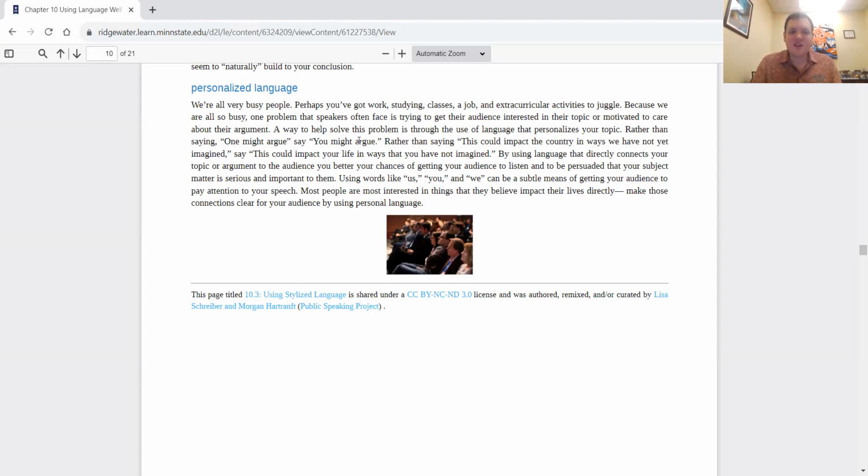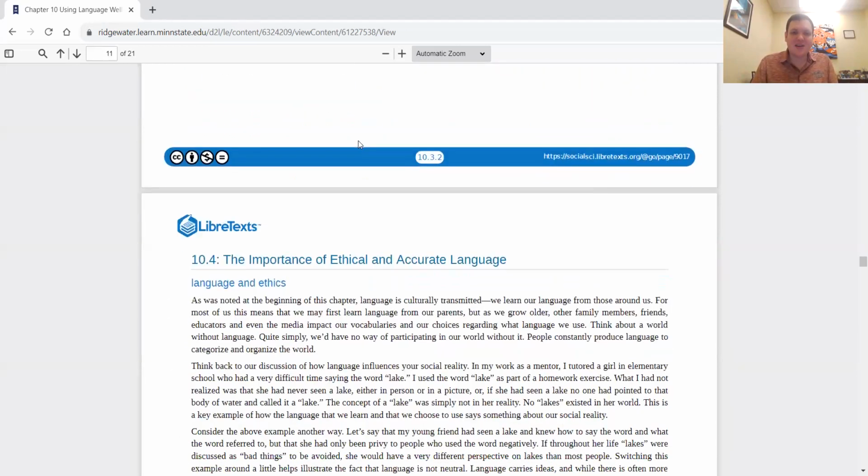It says use words like us, you, we. It can get your audience to pay attention and says, hey, we're in this together. We're here to make some change, right? You can make a difference instead of one can make a difference. And so this could impact the country in ways we have not yet imagined. This can impact your life in ways that you have not yet imagined. So again, it's really about you. It's not about just the country, that's vague terms, right?